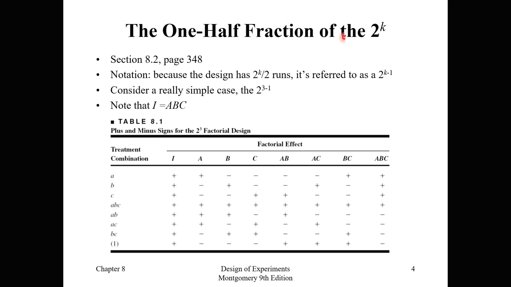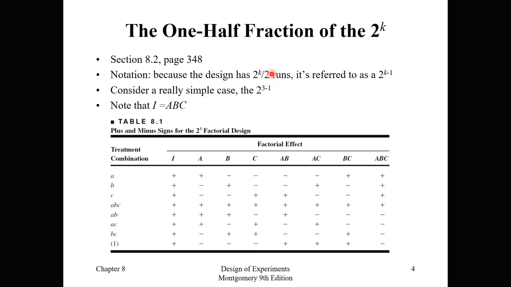So we'll start by looking at the 1/2 fraction of the 2 to the k design, 2 to the 3. Now note this is a 1/2 fraction. We literally are going to run half of the runs. We're going to take the 2^k runs required for the full factorial design and divide it by 2. Note that dividing by 2, 4, 8, or different powers of 2 in our 2^k is just subtracting from the exponent. That's why you see this denoted in the opening slide as 2 to the k minus p.